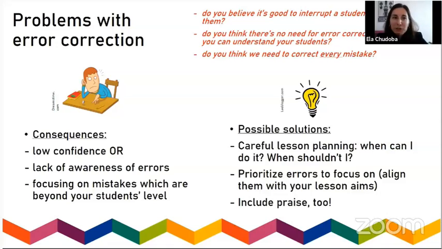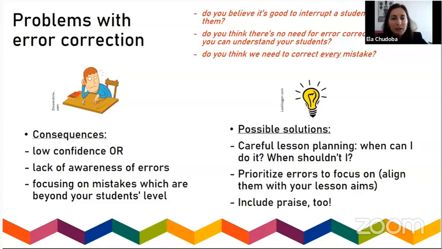What can we do to make sure we approach error correction in the right way? Well, once again, this comes down to careful lesson planning and identifying moments which can be exploited for this purpose. We should know when we can do it, when we shouldn't do it. We should also know which errors to focus on. What is our lesson aim? And then we should align this with the error correction activity we want to do.